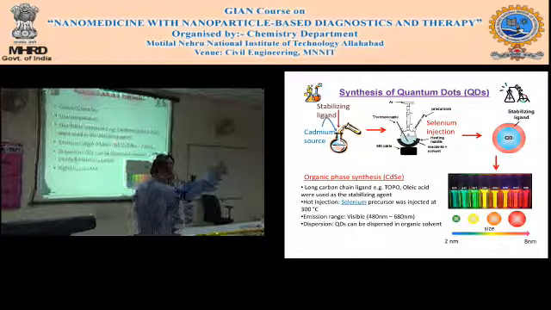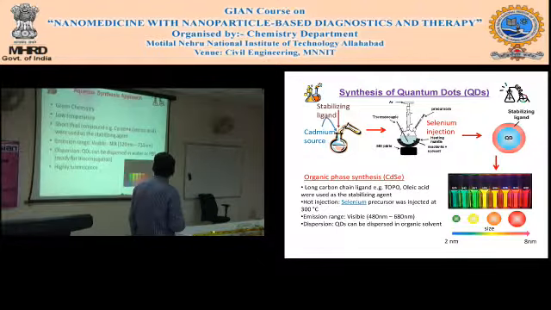And then later on, if you use cysteine, this is also water dispersible because it has an amine and it has an acidic group. Okay? Because eventually you have to make water dispersible. And you can also use coupling to conjugate with antibody. They're highly luminescent.